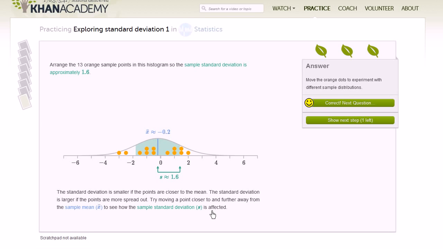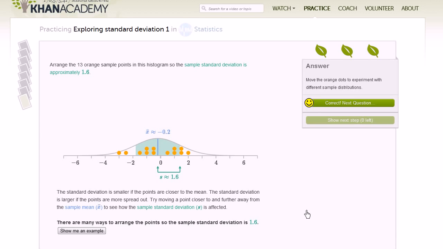But look at the next step. Oh, there's another step. What this will do is show you different examples of how to get to 1.6. If you click that, it'll show you a different way. Oh, that's neat. And I'll click it again. So what you can see is there are lots of different ways to have a sample standard deviation of 1.6. They may look different, but if you keep clicking, you'll see there are some things in common, as far as how they're grouped close to the mean.